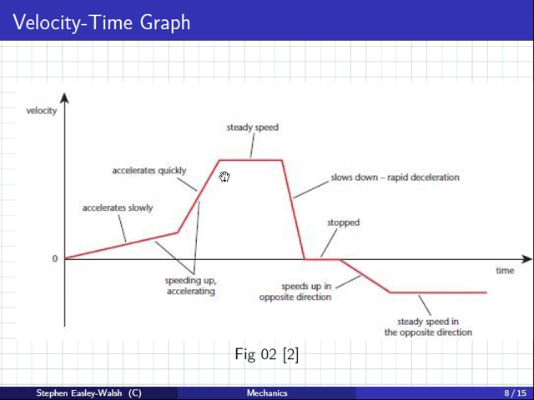Now, here is an example of what's called a velocity-time graph. On the x-axis is time, and on the y-axis is velocity. What I'd like to talk about is what is happening in this story. Let's imagine that this is a car. What does the car do for this part of the journey? As the time goes by, what's happening to its velocity? Increasing. Quickly or slowly? Slowly. So the car is slowly accelerating.